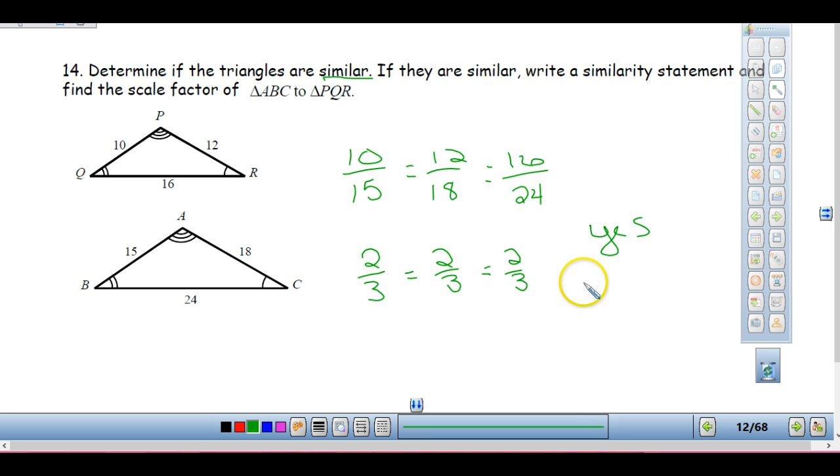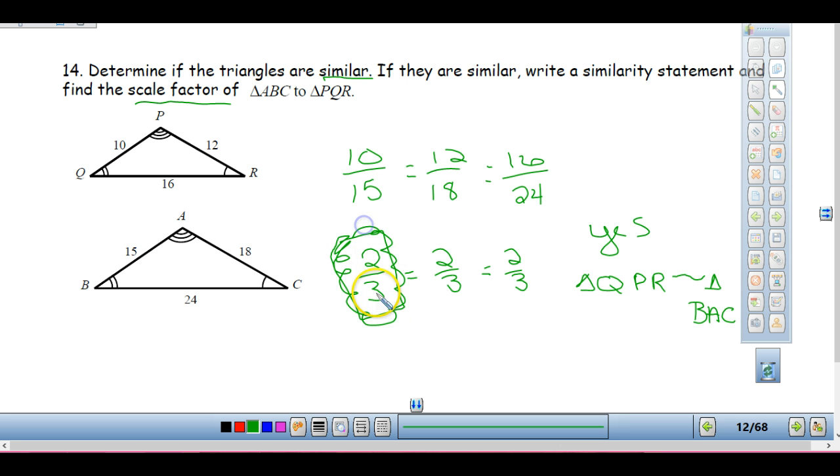Okay, we need to write a similarity statement. So triangle QPR is going to be similar to triangle, what goes with Q would be B. So B, P goes with A, and R goes with C. So QPR is similar to BAC, and then the scale factor is just going to be your ratio in lowest terms. So 2/3 is going to be our scale factor in this problem.